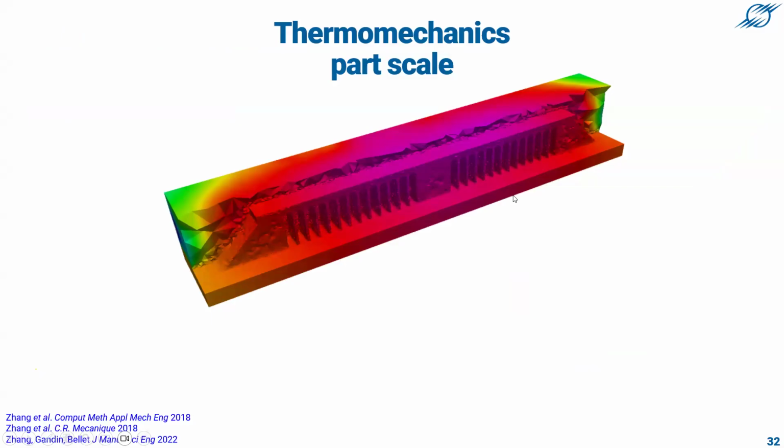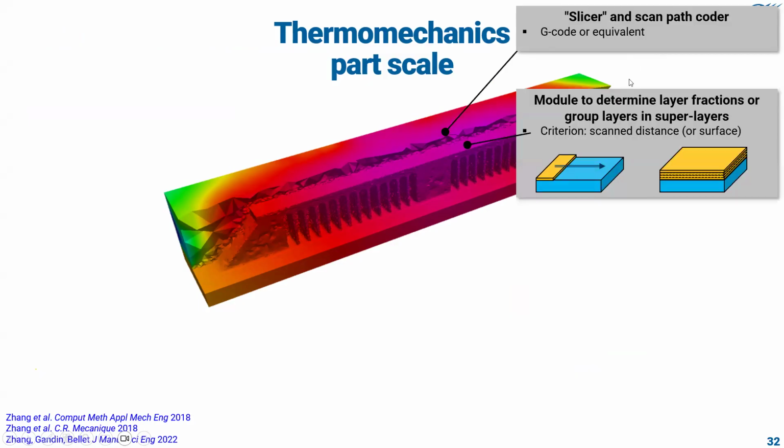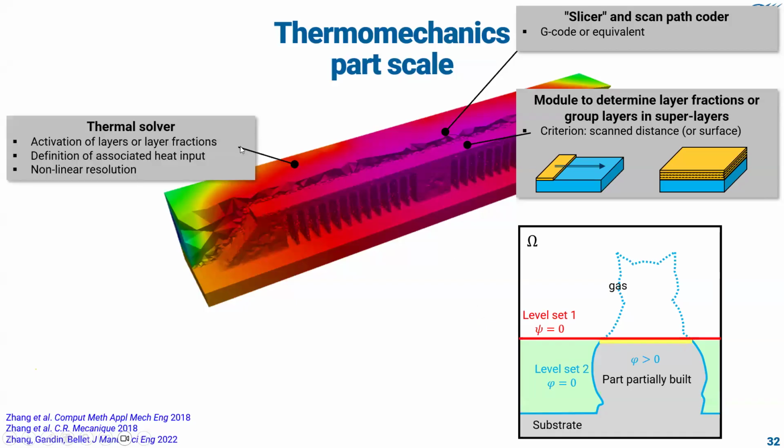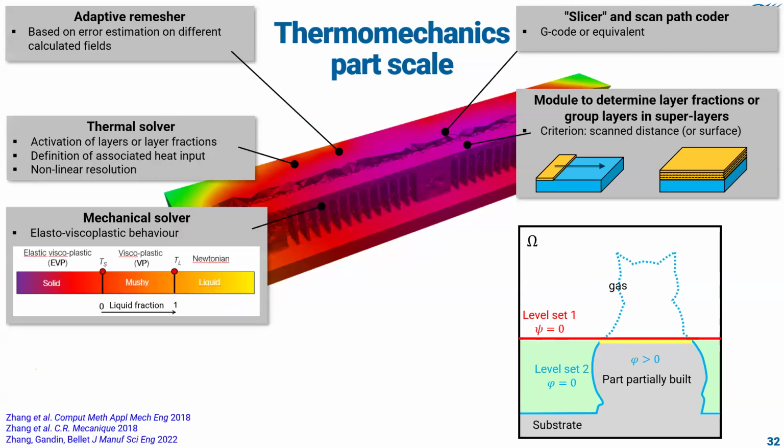And what you need to perform thermomechanics, so I will be brief, you need a slicer, everybody knows that. You have a module to determine the layer fractions. For instance, this is the criterion, it is on the scanned distance that will define what is a layer fraction. Then you need a mesh and a level set formulation. You need a thermal solver, of course. You need an adaptive remesher, that's best. A mechanical solver with the same principle I told you for the track scale.